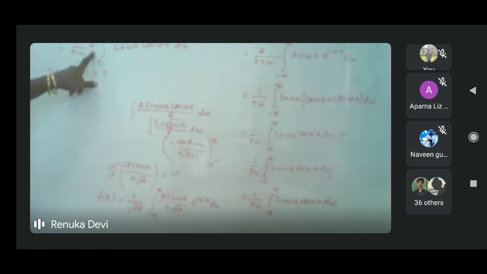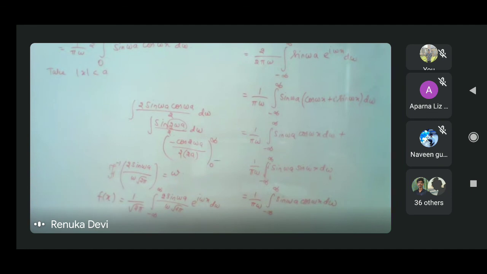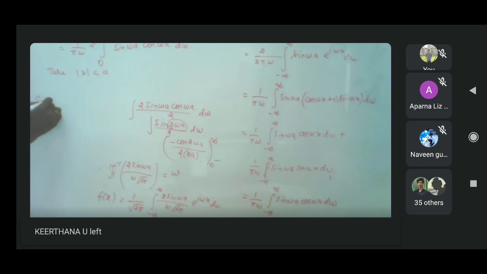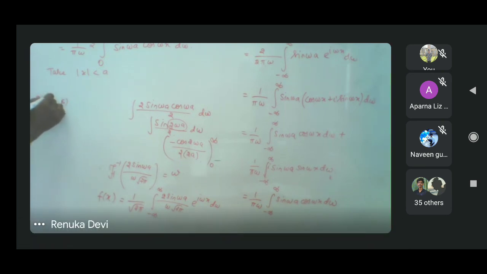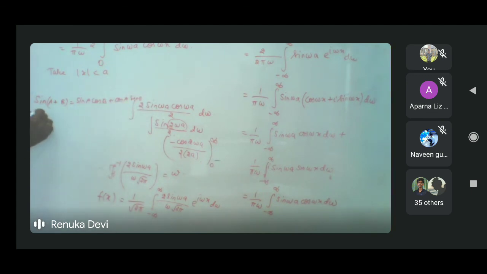This is already 1 to 1, so twice 0 to infinity. Already we are having this two. Can you evaluate it like this? You use this procedure, that is sin A plus B equal to sin A cos B plus cos A sin B. Similarly, sin of A minus B is the same thing with a minus.